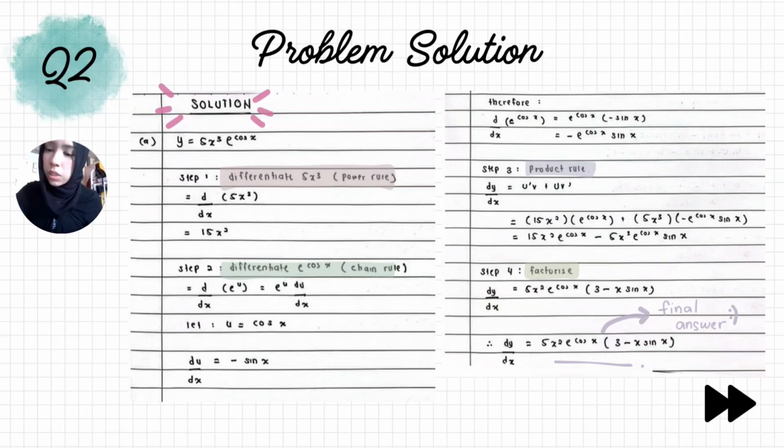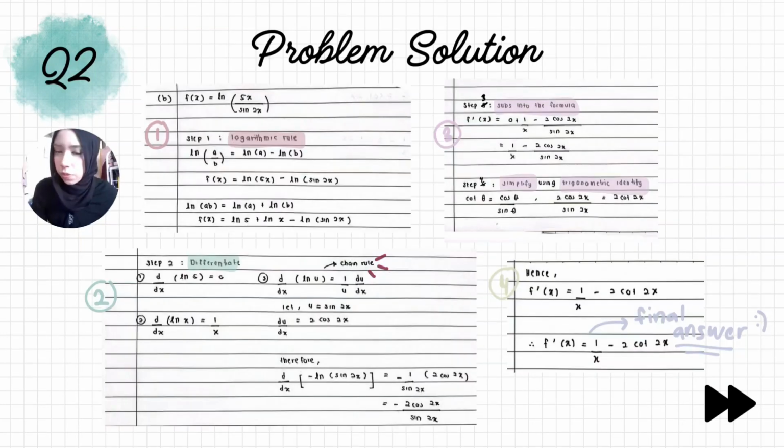Then I factor out the common factor, which is 5x squared e to the power of cos x. Therefore, the final answer is dy over dx equals 5x squared e to the power of cos x times (3 minus x sin x). For part B, we are given the function f(x) equals ln(5x over sine 2x).